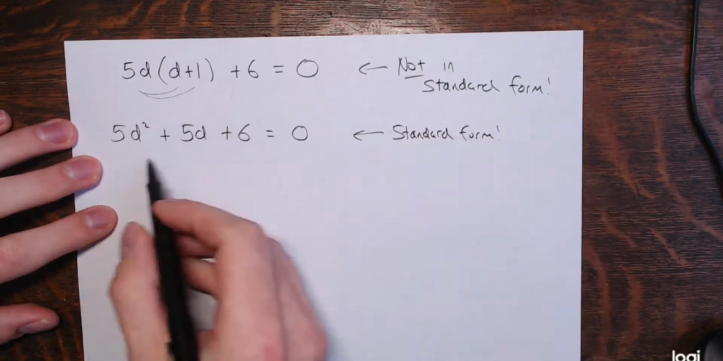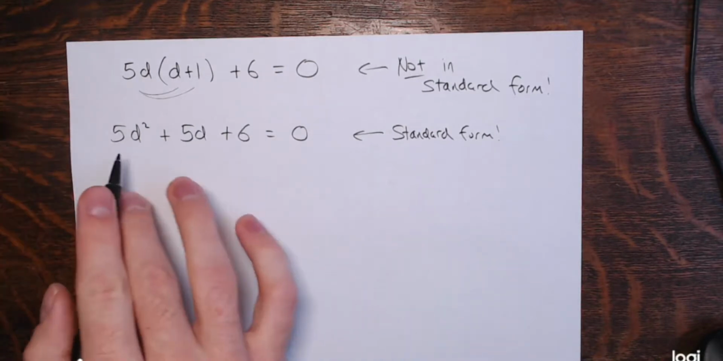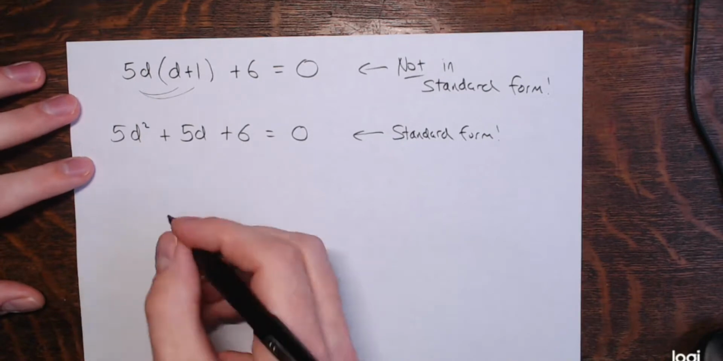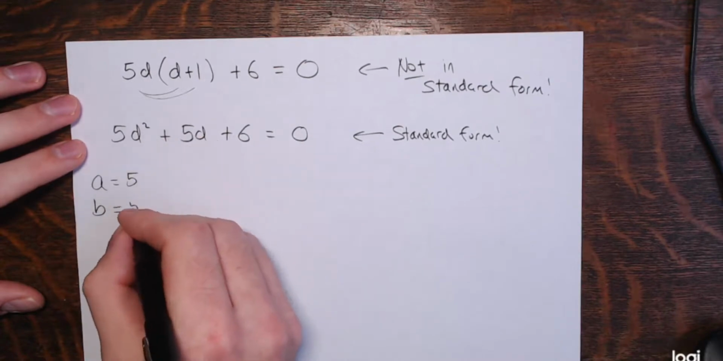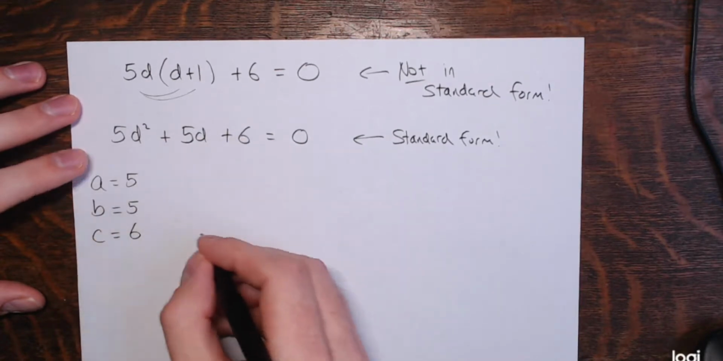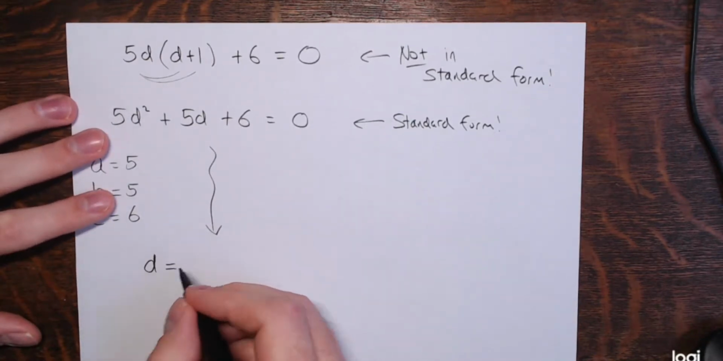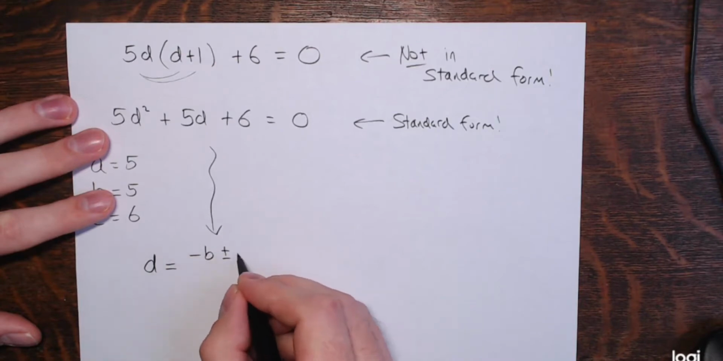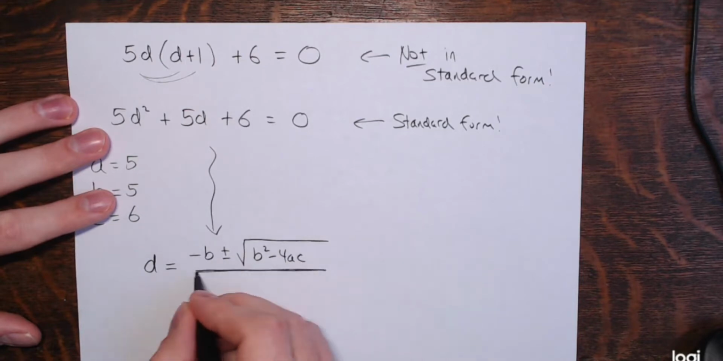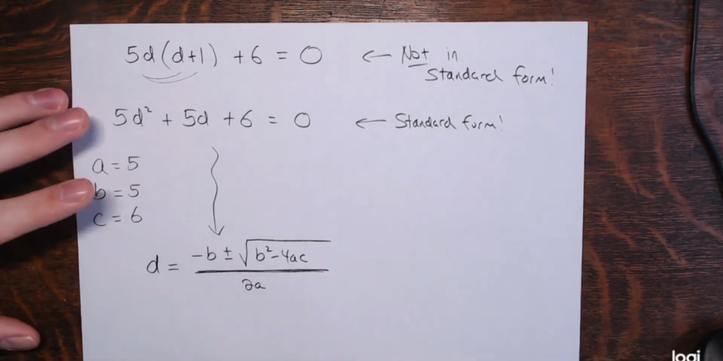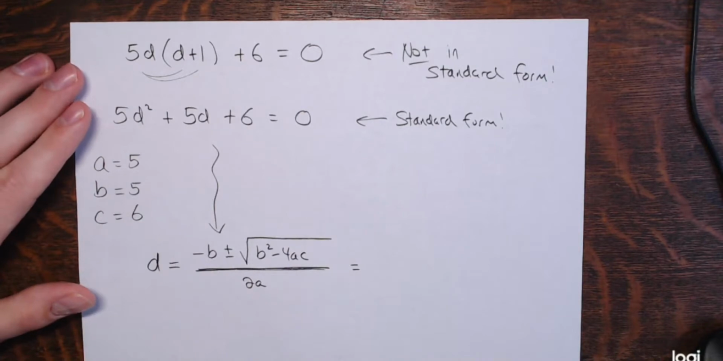Now it's in standard form, ax squared plus bx plus c, but instead of x you've got d. You can change the d to x if you want. So a is positive 5, b is also positive 5, and c is the constant term, positive 6. And then I can just jump straight to the solutions. d equals the opposite of b, plus or minus the square root of b squared minus 4ac, all of that divided by 2a. And I'm just going to substitute 5 for a, 5 for b, 6 for c, and simplify.